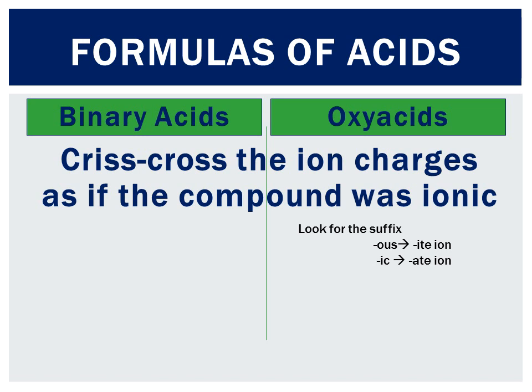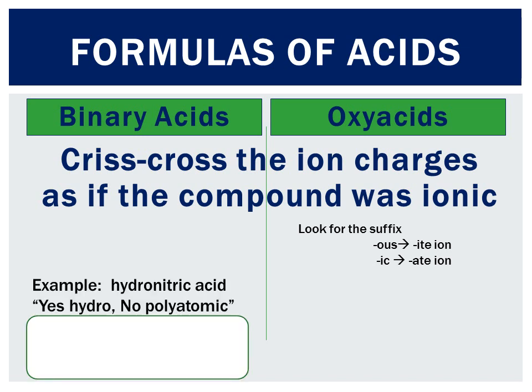Let's see if we can go from names to formulas. In general, we have to follow our crisscross the ion charges, or our swap and drop, as if it was an ionic compound. For binary acids, our example, hydronitric acid. Okay, so ask yourself, does it have a hydro? If the answer is yes, then it's no to polyatomic. So I'm just putting the H for hydrogen. The nitric means that it's not a polyatomic, it's a binary acid, so it doesn't contain oxygen, just nitrogen.